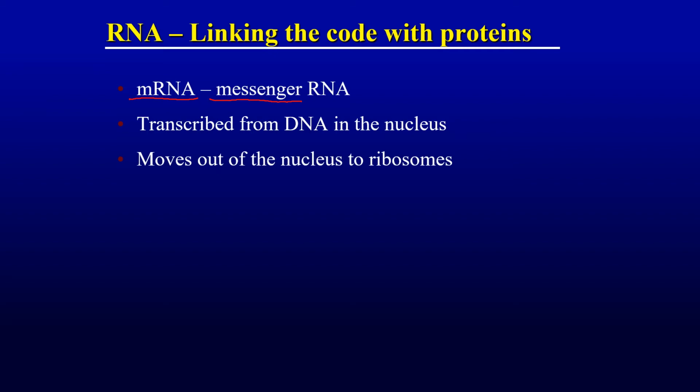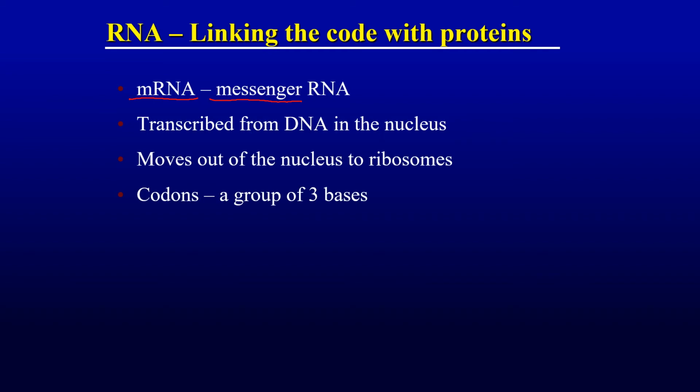Now, once the messenger RNA molecule is transcribed, it gets processed or modified, and then it moves out of the nucleus. It literally snakes out of the nucleus through a nuclear pore, and then it attaches to a ribosome, which is found in the cytosol of the cell. Sometimes the ribosomes are bound to the ER, and sometimes they're free, but in close proximity to the ER.